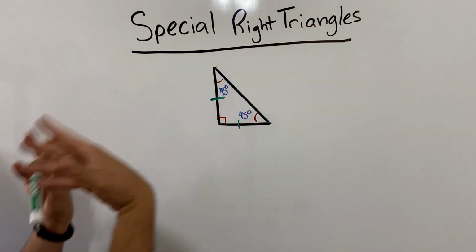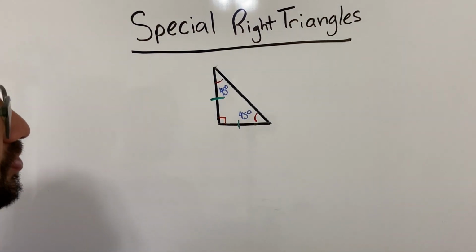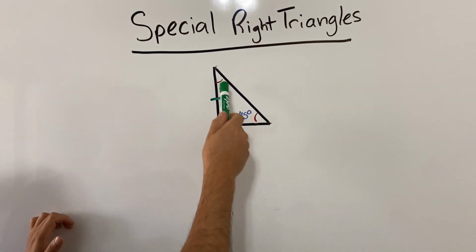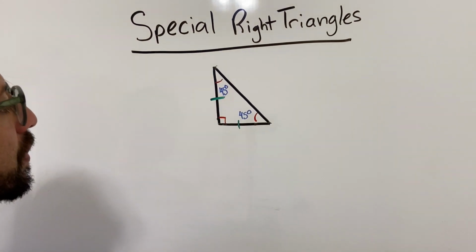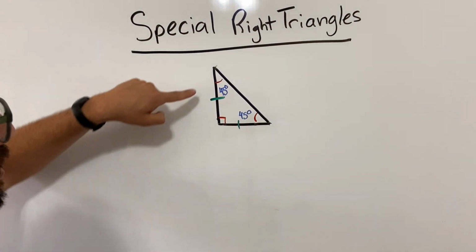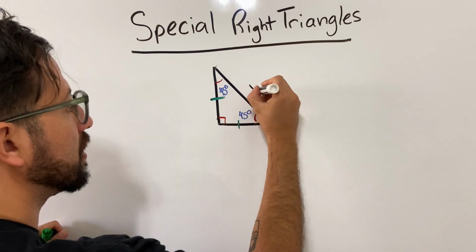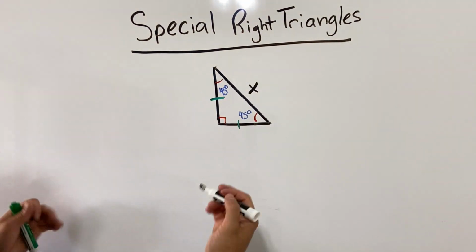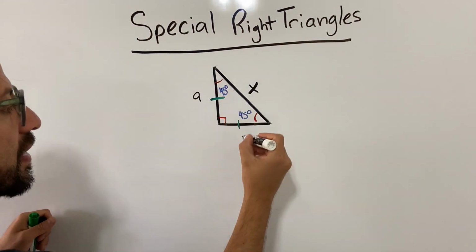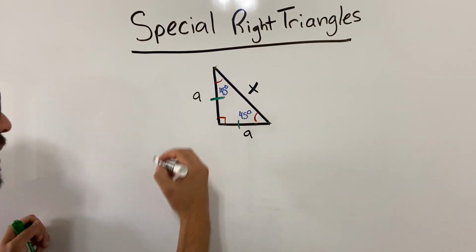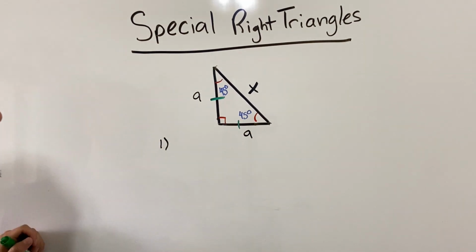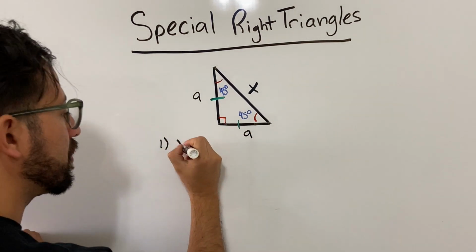Our next special right triangle is an isosceles triangle, meaning that these two angles are both 45 degrees, and by consequence, these two sides are the same size. We're going to call this hypotenuse here x, and we're going to try to find what this side and this side are. We're going to start off by setting up our Pythagorean theorem.